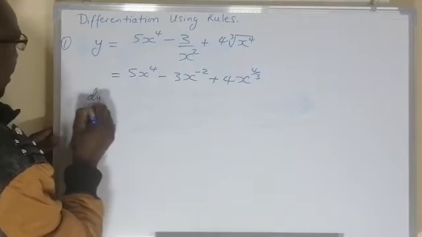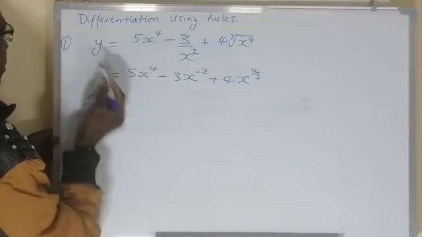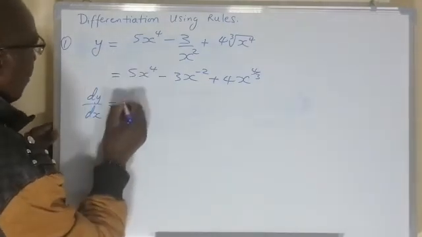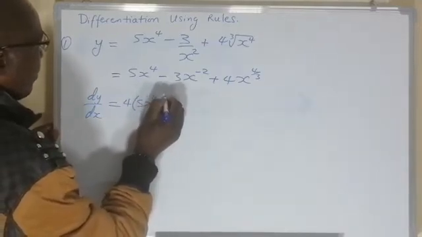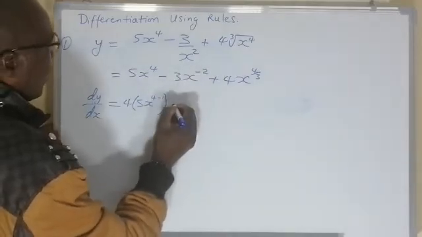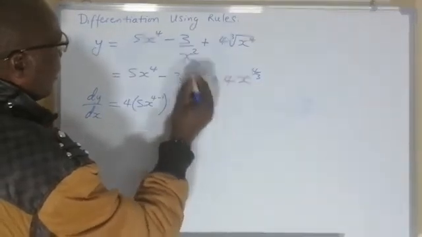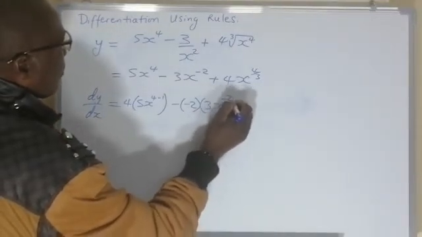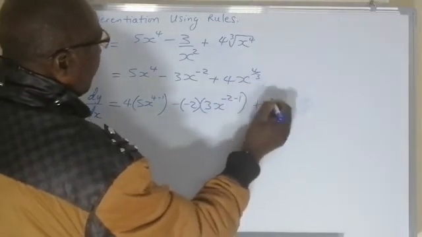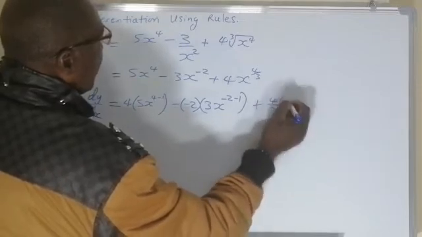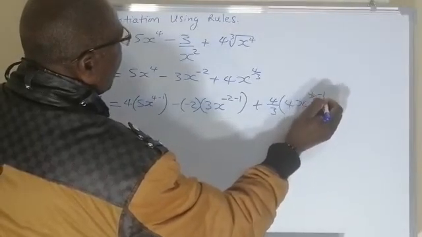So we have dy over dx, because we are differentiating y with respect to x. So 4, then 5x to the 4 minus 1. Here again, that's negative, and negative 2, that's 3x to the power minus 2 minus 1. Plus this 4 over 3 and 4, that's x to the power 4 over 3 minus 1.